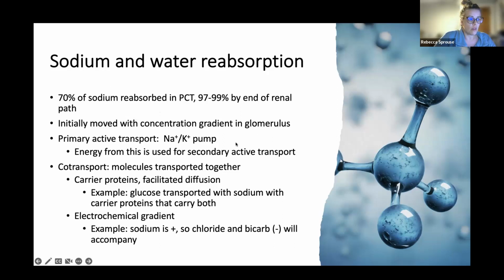Now, then it's reabsorbed against its concentration gradient via a sodium potassium pump. The energy from that is used for secondary active transport of other molecules. So sodium kind of leads the way and then other things are going to follow, or a couple molecules can go through the same carrier protein.